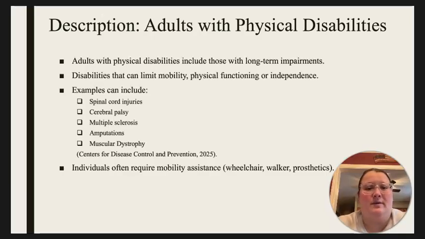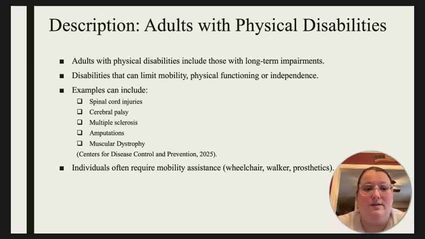Adults with physical disabilities can include those with long-term impairments. Long-term impairments are those that substantially limit mobility or physical functioning. These disabilities can be congenital or acquired later in life, and some examples of a physical disability may include spinal cord injuries, cerebral palsy, multiple sclerosis, amputations, muscular dystrophy, or anything in the muscular dystrophy family, and the list can go on and on. This list was retrieved from the Centers for Disease Control and Prevention.